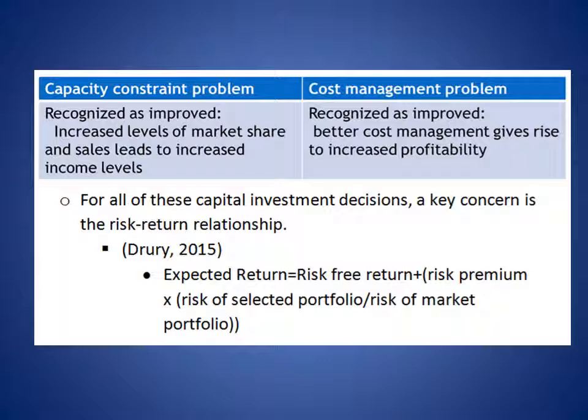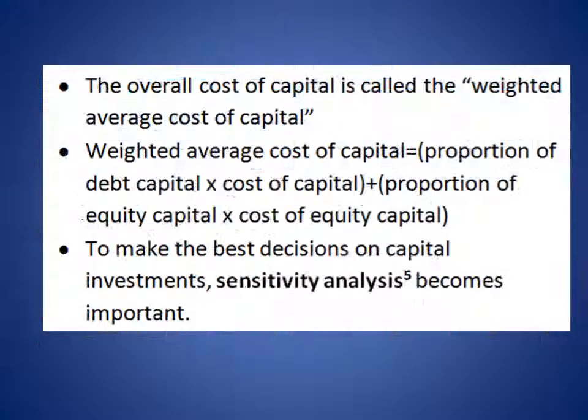According to Jury 2015, the expected return will be the risk-free return plus the risk premium multiplied by the risk of the selected portfolio over the risk of the market portfolio. The overall cost of capital is called the weighted average cost of capital. The weighted average cost of capital is equal to the proportion of debt capital multiplied by the cost of debt capital plus the proportion of equity capital multiplied by the cost of equity capital. So to make the best decisions on capital investments, sensitivity analysis becomes important. We will be looking at sensitivity analysis in detail later.